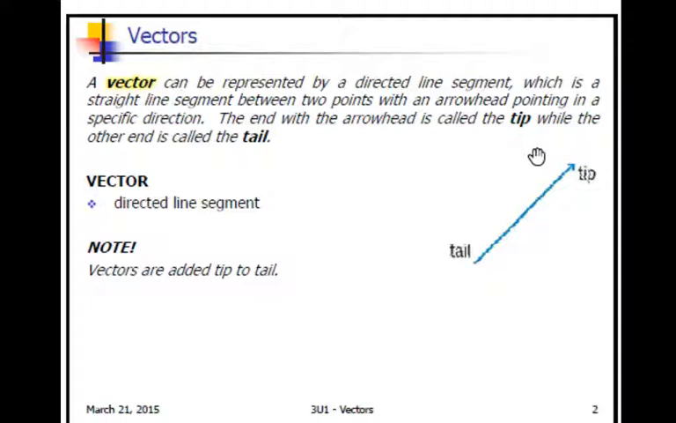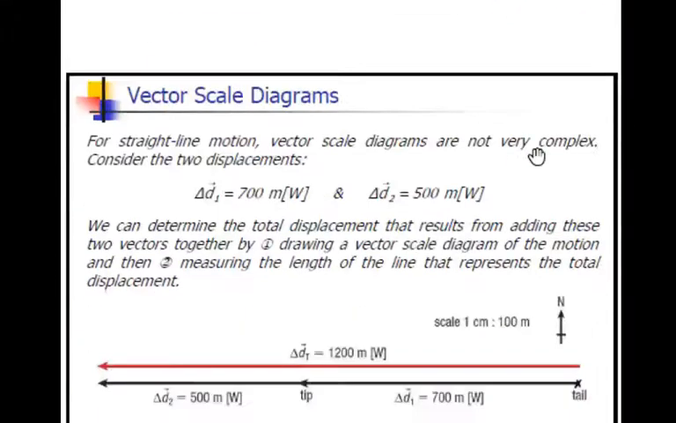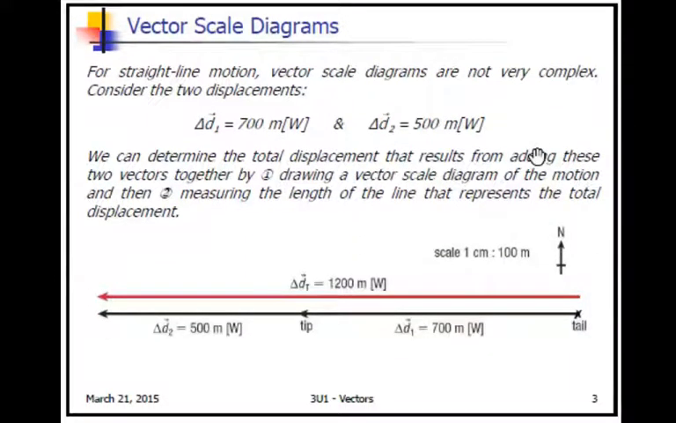Vectors, one end has an arrow, that's called the tip, and one end is where the arrow starts, that is called the tail. So that is something else to refer to, the tip and the tail of a vector. Now again, with the vector scale diagrams, we'll look at it here with a simple one-dimensional vector scale diagram.